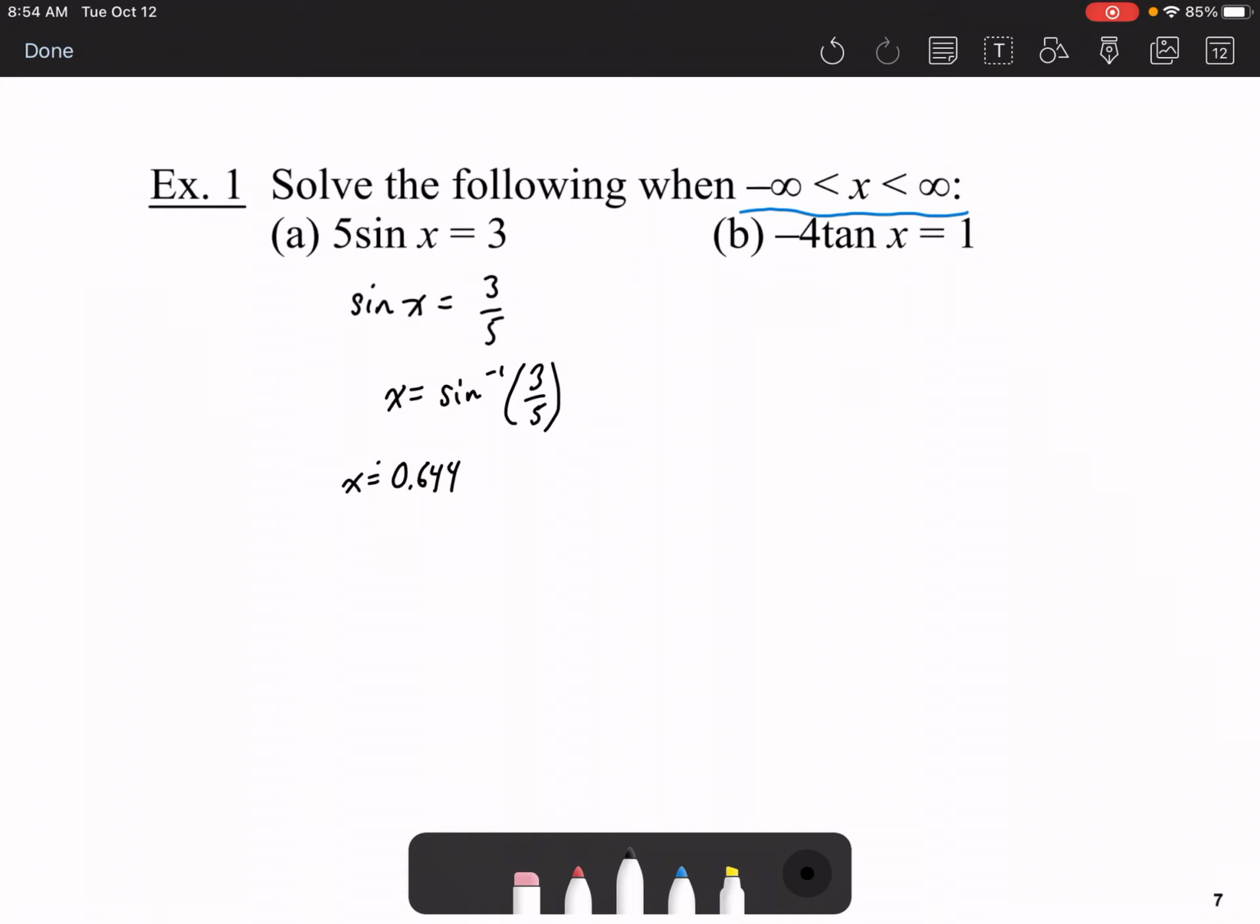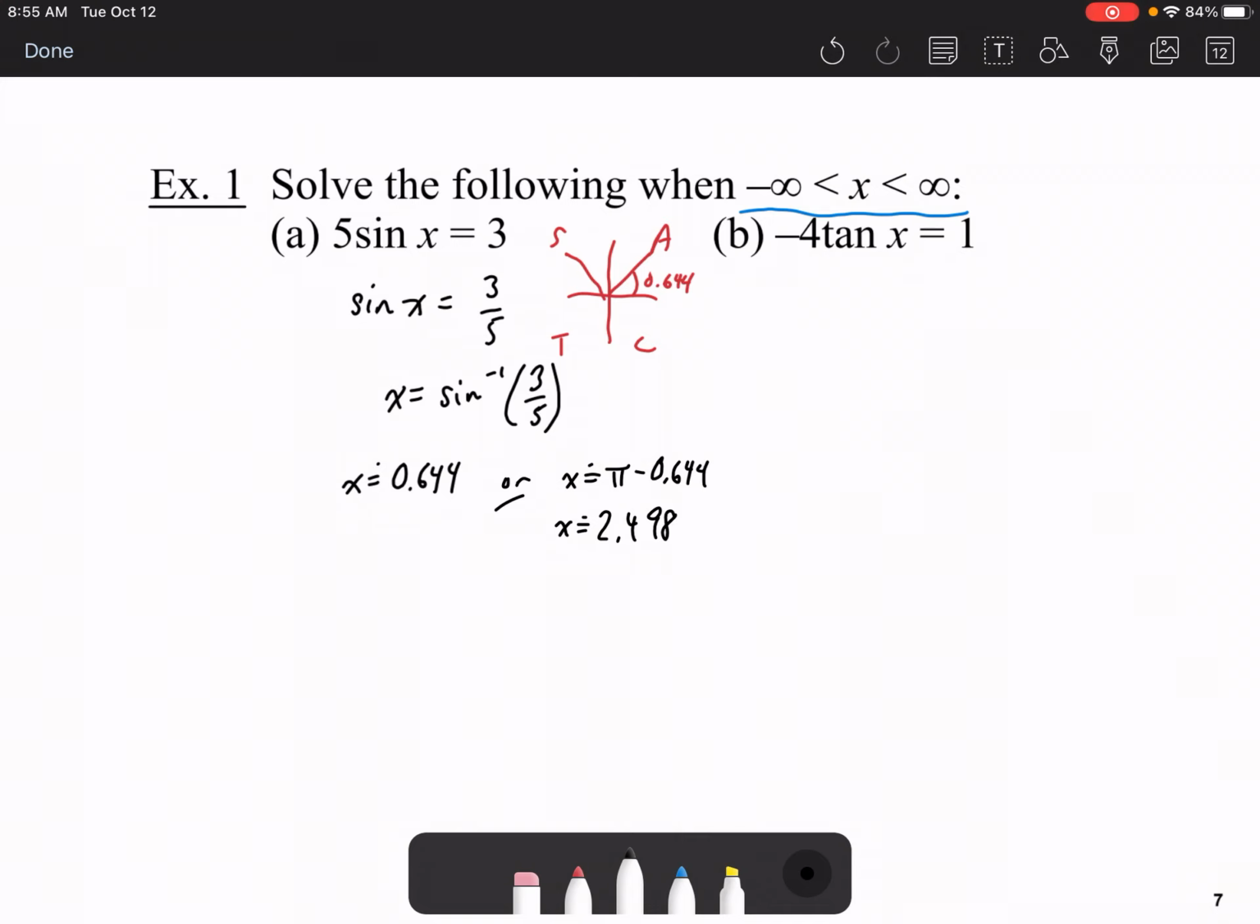On our calculator we get 0.644. Now again, remember that sine is only positive in 2 quadrants, and 0.644 is the one we found. To find the other possible solution, take the value of pi and subtract 0.644. That is approximately 2.498.